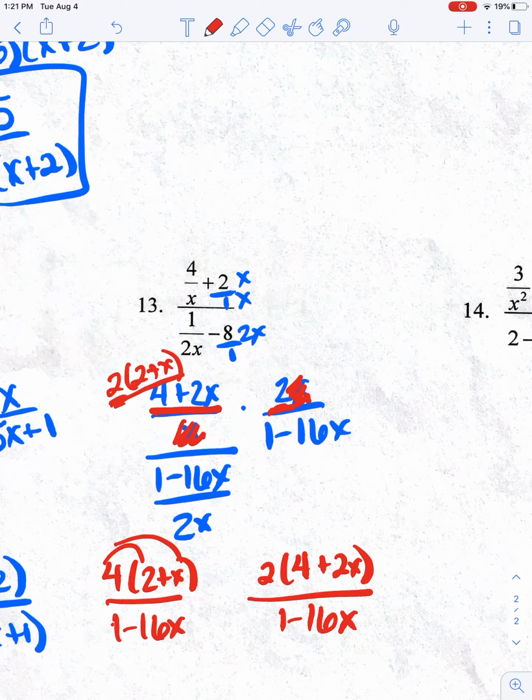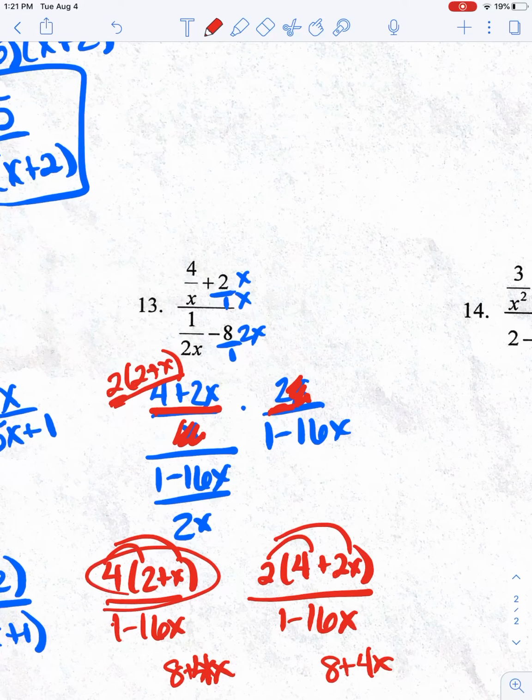Here you could distribute the 4 and get 8 plus x, 8 plus 4x, sorry. And you could do the same thing here, 8 plus 4x. So, you know, this or this or this, they're all the same tops.